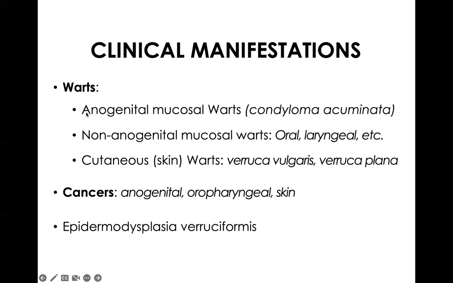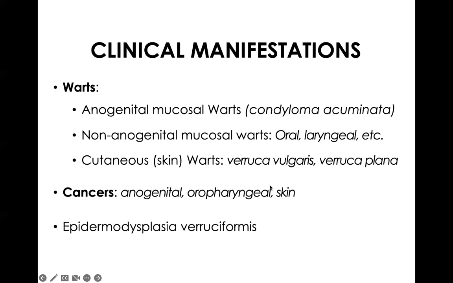So as we have talked so far, the main manifestation of this is the warts and cancers. You have what we call the anogenital mucosal warts, which we call condyloma acuminata. And then you have the non-anogenital mucosal warts, like in the oral compartment and also in the oropharyngeal regions. And then you have the cutaneous ones, which will be associated with the warts in the rest of the body on the skin. And then the cancers are not limited to just anogenital warts, but you can also have oropharyngeal cancers that are associated with HPV.